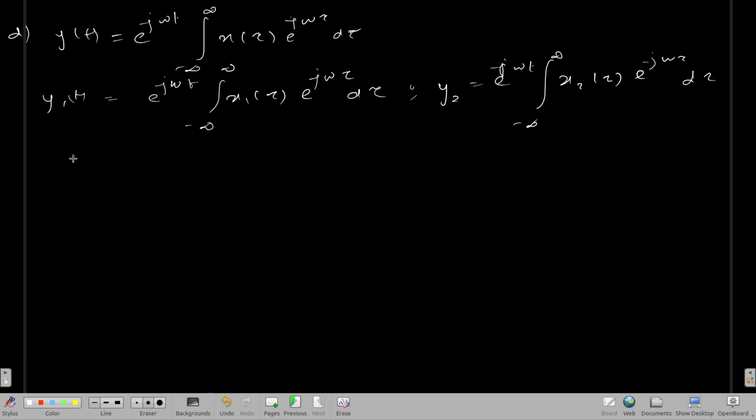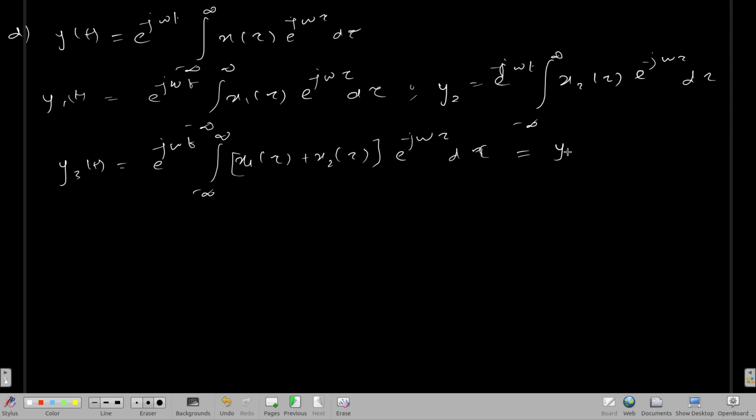Now what is the response if we give the input as x1 of t plus x2 of t? y3 of t is equal to e to the power of minus j omega t times the integral from minus infinity to infinity of x1 of tau plus x2 of tau into e to the power of minus j omega tau d tau, which is equal to y1 of t plus y2 of t. Therefore this is a linear system. Now let's check for time variance or time invariance.